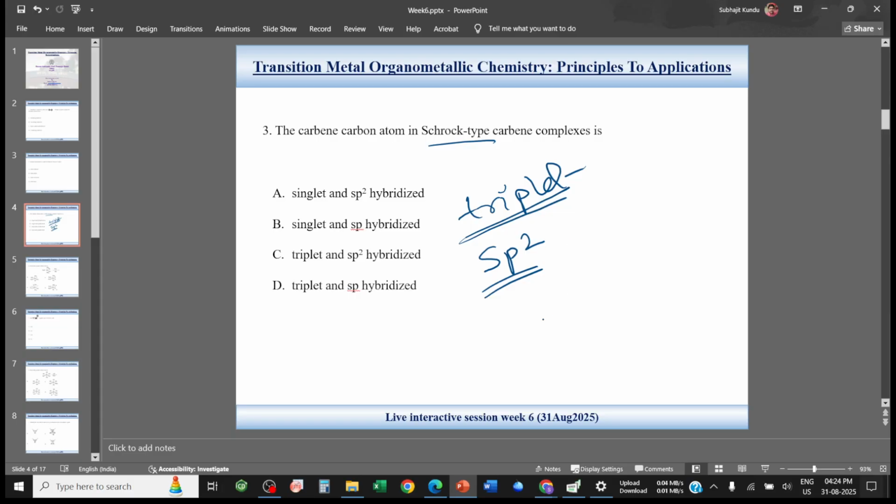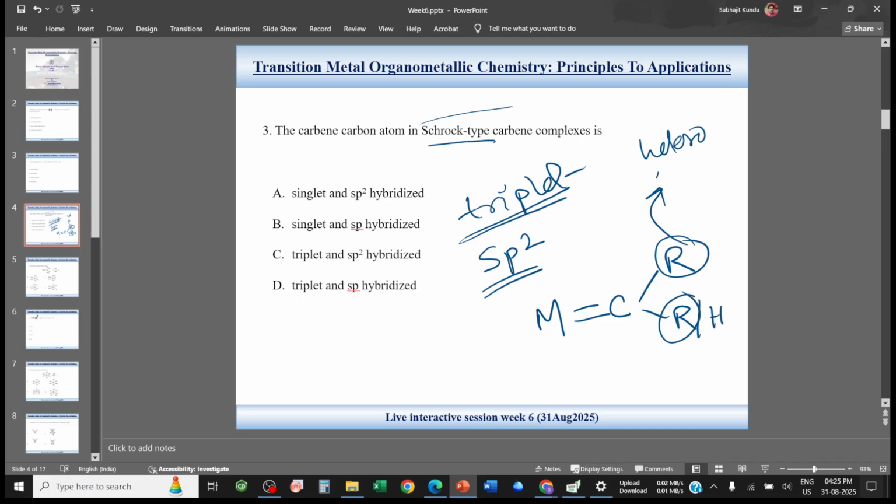So the Schrock type carbene representation will be metal double bond C, where one substituent is R and the other is R or H. That means the carbon is attached to either a carbon atom or a hydrogen. So this is called the Schrock type carbene. If one of the substituents is a heteroatom, then we call it a Fischer type carbene.